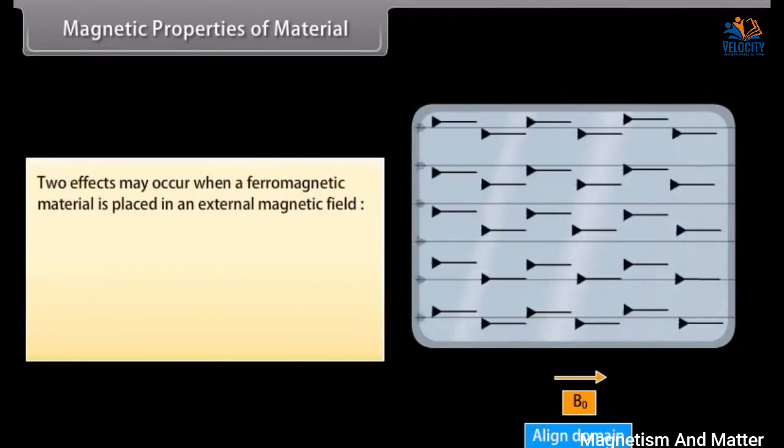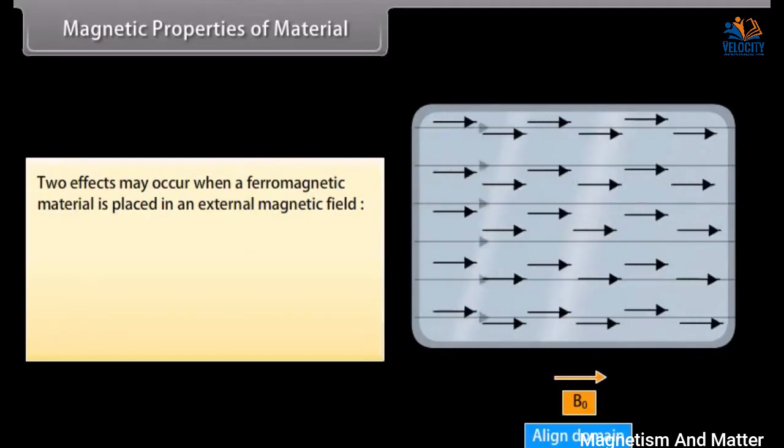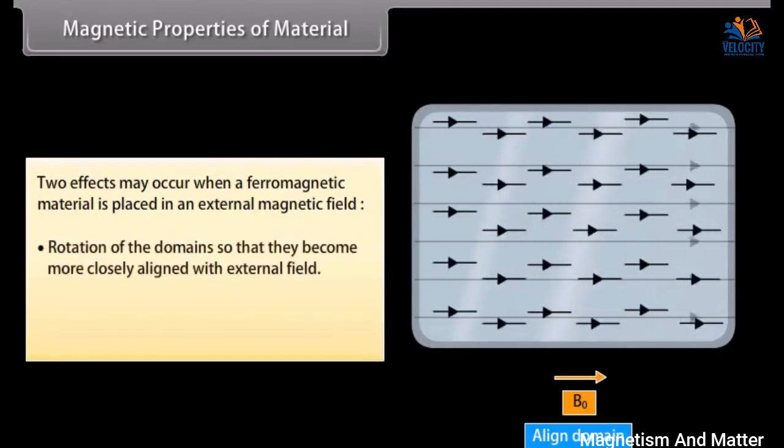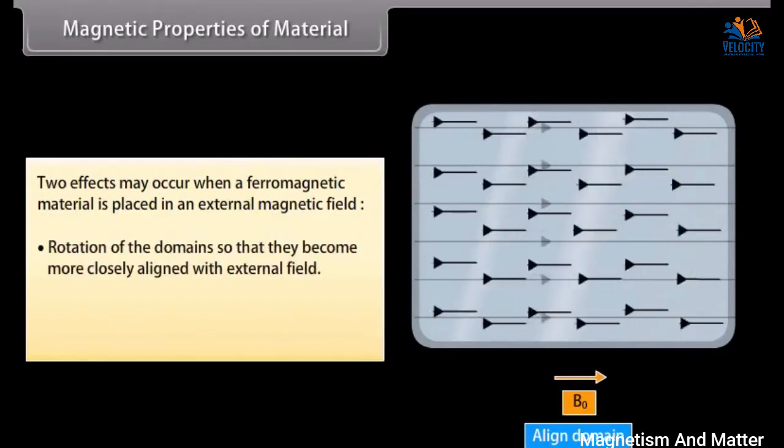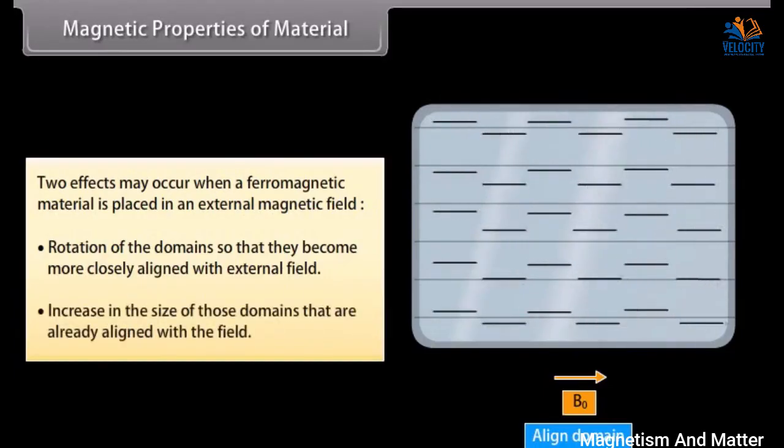Two effects may occur when a ferromagnetic material is placed in an external magnetic field: rotation of the domains so that they become more closely aligned with the external field, and increase in the size of those domains that are already aligned with the field.